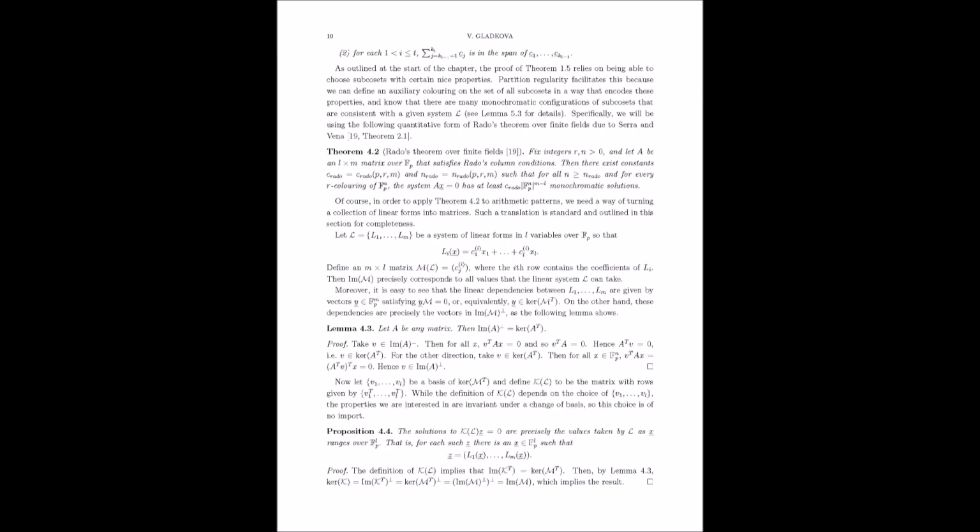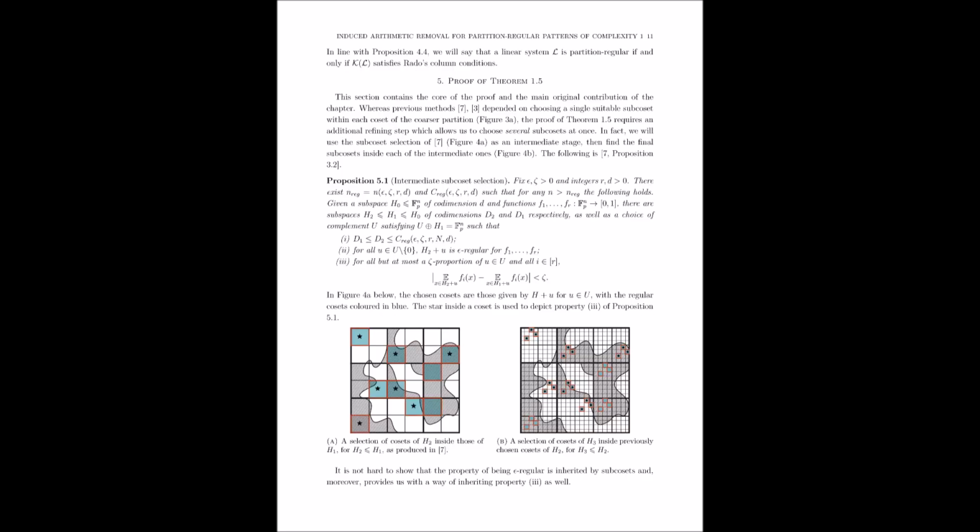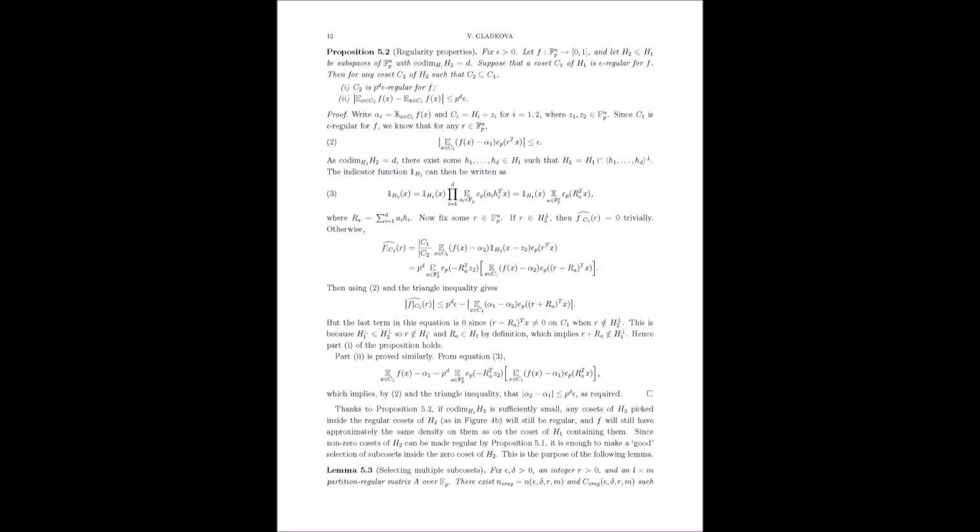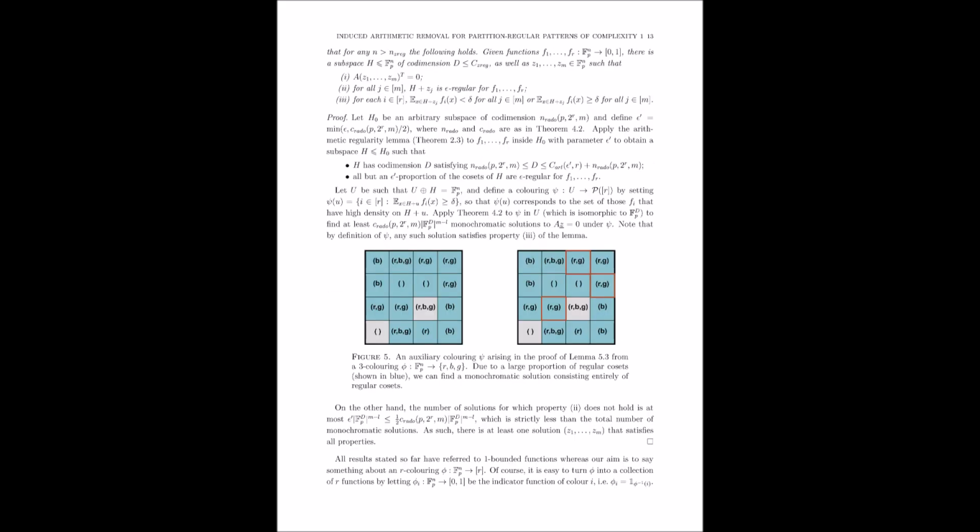Now, to prove lemma 5.3, we use the arithmetic regularity lemma to find a subspace H that divides our vector space into mostly regular cosets. Then we introduce an auxiliary coloring on the set of all possible cosets of H. This auxiliary coloring basically encodes information about which color densities are high and which are low on each coset. And finally, we apply Rado's theorem to this auxiliary coloring to find a set of cosets that tick all the boxes for lemma 5.3. So we're basically using the arithmetic regularity lemma and Rado's theorem to set the stage and carefully pick these special subcosets. It's like setting the trap before we spring it.